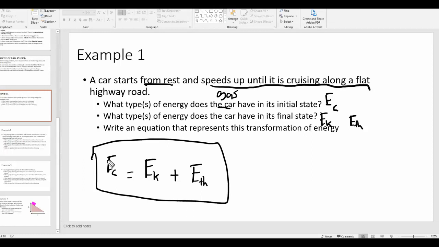The chemical energy in the car gets used up and turns into kinetic energy and also a little bit of thermal energy, some heat from the friction. So that is it for example 1. Pause it there if you need to look at some more.